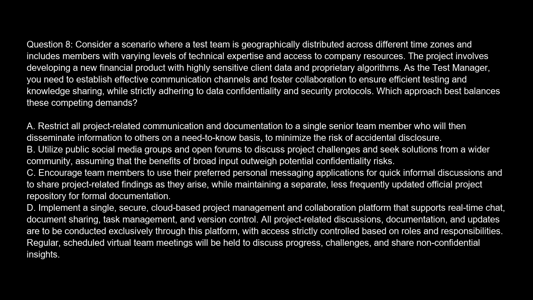Option A. Restrict all project-related communication and documentation to a single senior team member who will then disseminate information to others on a need-to-know basis, to minimize the risk of accidental disclosure. Option B. Utilize public social media groups and open forums to discuss project challenges and seek solutions from a wider community, assuming that the benefits of broad input outweigh potential confidentiality risks. Option C. Encourage team members to use their preferred personal messaging applications for quick informal discussions and to share project-related findings as they arise, while maintaining a separate, less frequently updated official project repository for formal documentation.